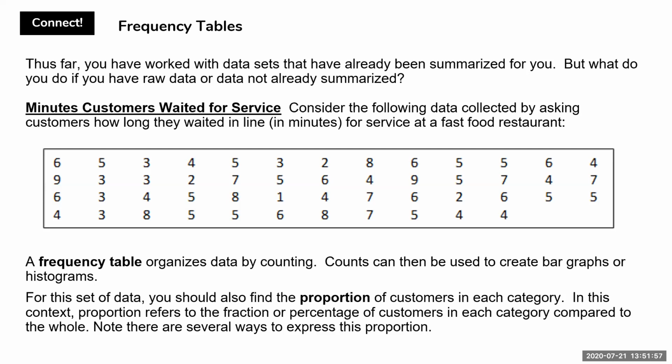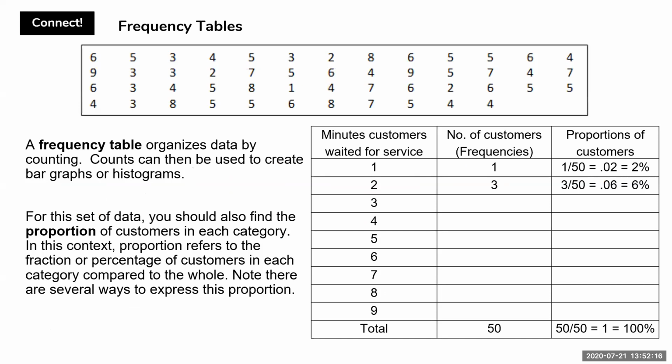For this data, you should also find the proportion of customers in each category. In this context, proportion refers to the fraction or percentage of customers in each category compared to the whole. Note there are several ways to express this. The data doesn't look organized, so we are going to put it on a frequency distribution table, and that's what you see here.